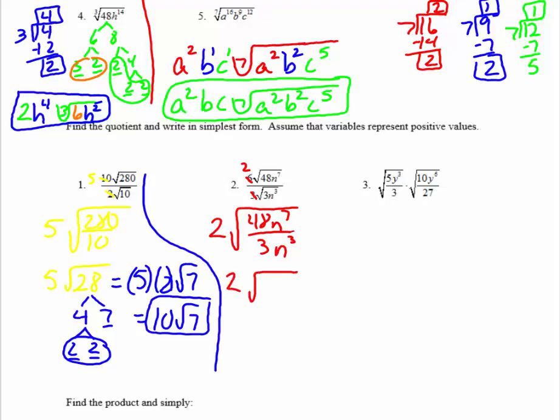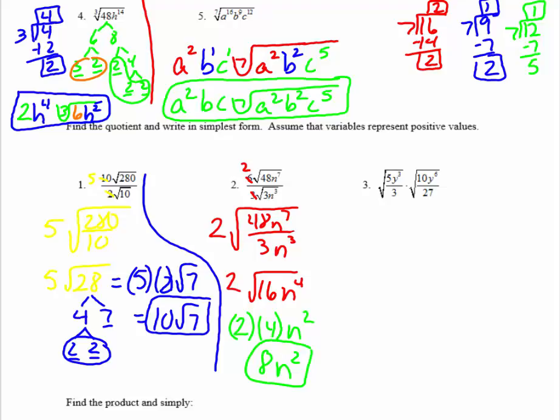Yes. 48 divided by 3 is 16, and when I'm dividing, I subtract powers, so 7 minus 3 is 4. So I have 2 times the square root of 16 into the 4th. Is there a nice square root of 16? Sure. The square root of 16 is 4, so the 2's already out there, a 4 comes out. I'll take my power of 4 and divide by my index of 2, so n squared comes out, and the remainder is 0, so none are left underneath. So my final answer is 8n squared.